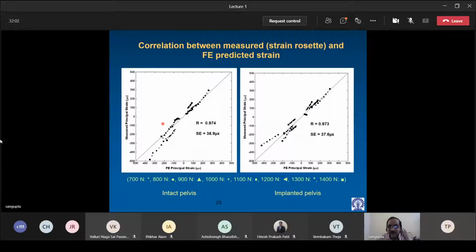So in this case, you can see the correlation coefficient even higher for the strain gauge measurement and if we predicted strains. R is equal to 0.974 for the intact pelvis. For the implanted pelvis, slightly lower, 0.973. But overall, very good correlation.